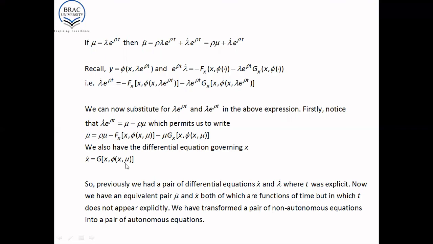We also have the differential equation governing x, x dot is equal to g, x, phi of x and mu. So previously we had a pair of differential equations in x dot and lambda dot, where t was explicit. Now we have an equivalent pair, mu dot and x dot, both of which are functions of time, but in which t does not appear explicitly, right? t appears implicitly in these expressions. We have transformed a pair of non-autonomous equations into a pair of autonomous equations.